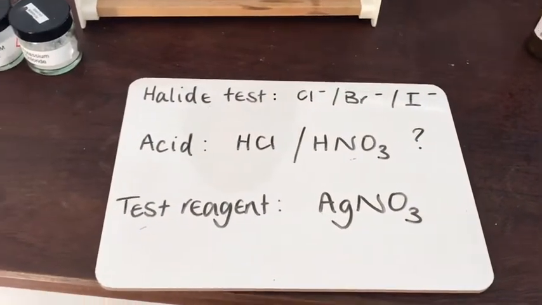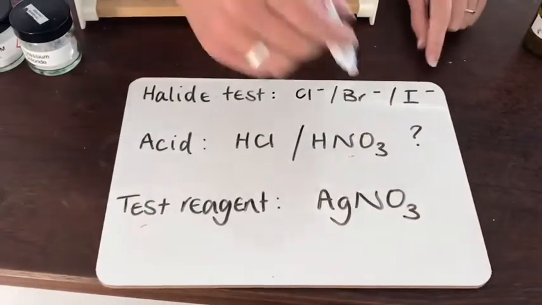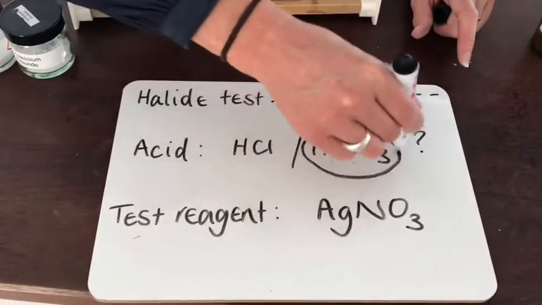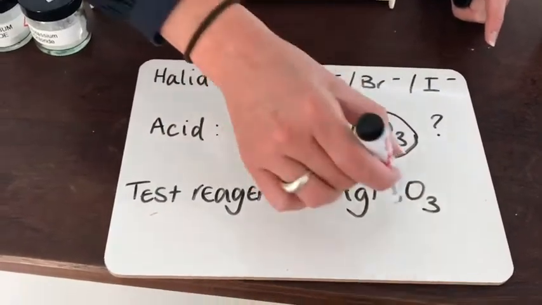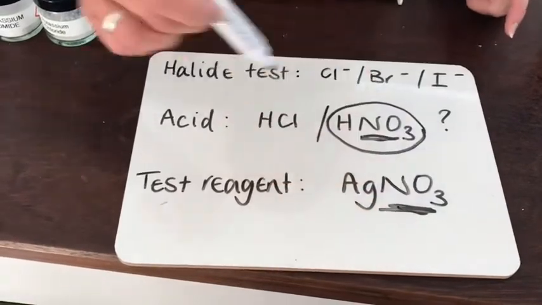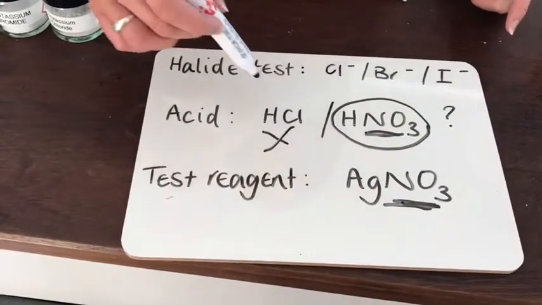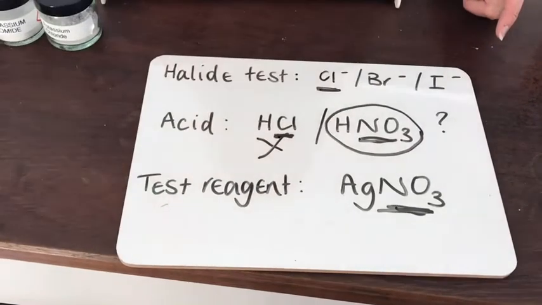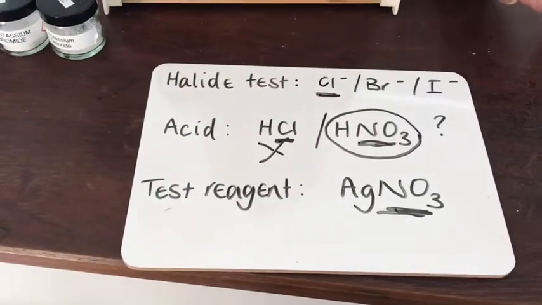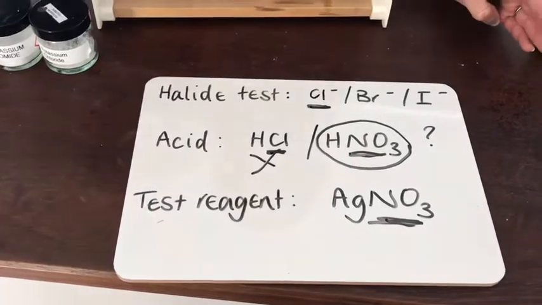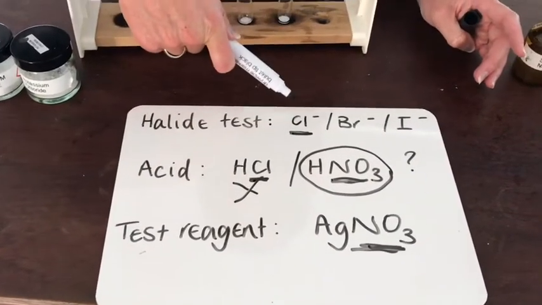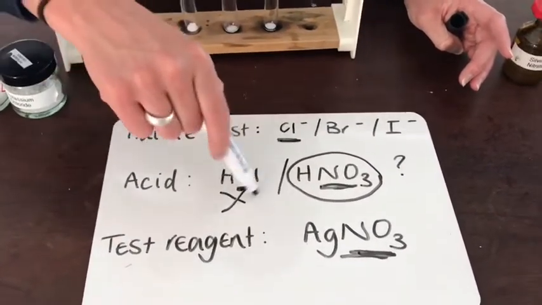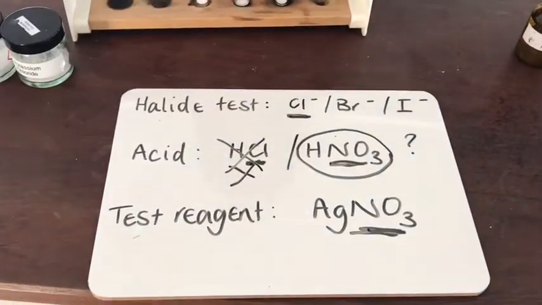I'm hoping that you've realised this would be the good choice because its ion matches the ion in my test reagent, and this would be the terrible choice because it's got a chloride ion in it which actually matches one of the things that I'm looking for. So it would effectively contaminate or pollute my test because I would be adding the very thing I was trying to see if I had in my sample. So that's a terrible choice. Nitric acid would be a good choice. So let's have a go.